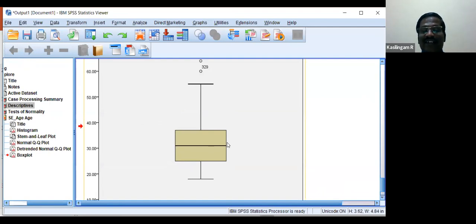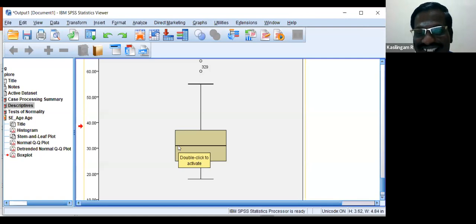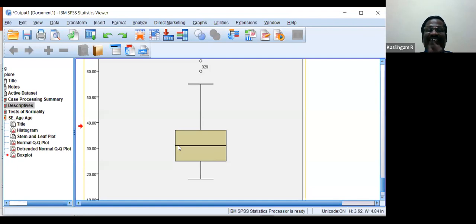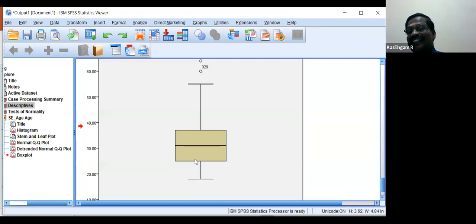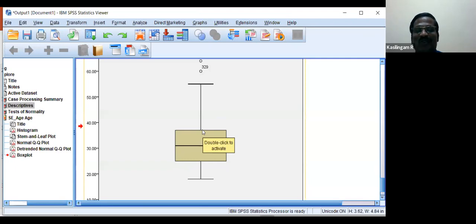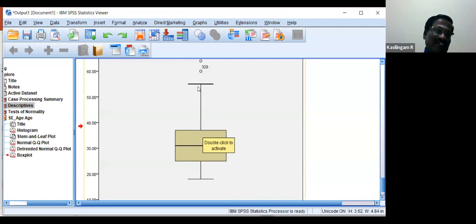Now you have to tell what this line is. That is the median. Very good. What is this line? That is the first quartile, Q1, 25%. What is this one? That is Q3. What is this one? That is the minimum. And here? Maximum. Very good.